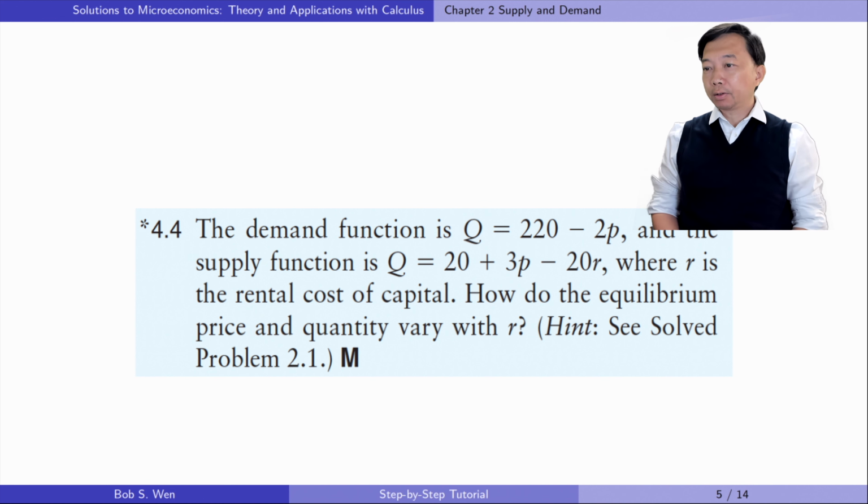Let's do exercise 4.4. The demand function is Q equals 220 minus 2 times P, and the supply function is Q equals 20 plus 3 times P minus 20 times R, where R is the rental cost of capital. How do the equilibrium price and quantity vary with R?